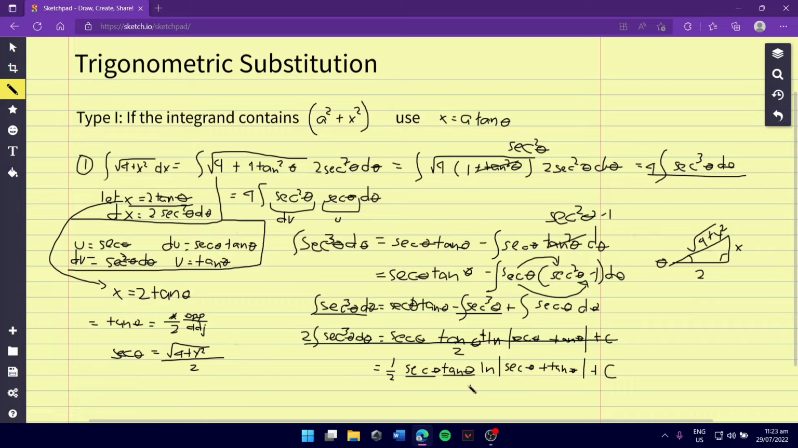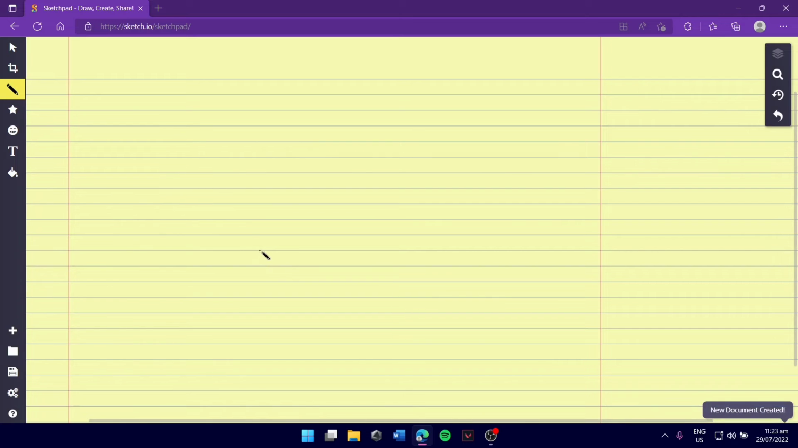So we have now the terms in the secant theta and the tangent of theta in terms of x. So we will use that. So next, we will go back to our given. So this will become 4 times secant cube theta d theta.